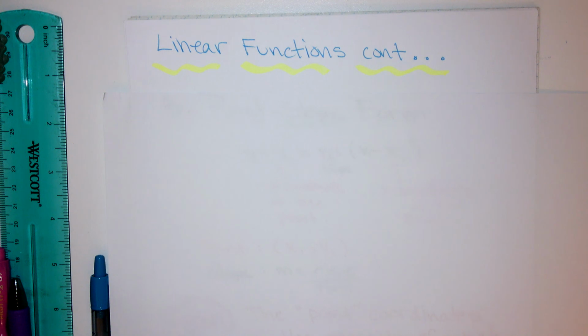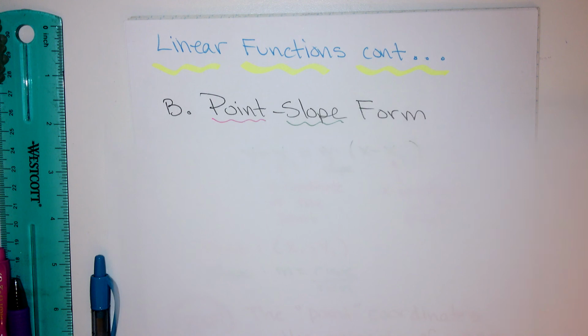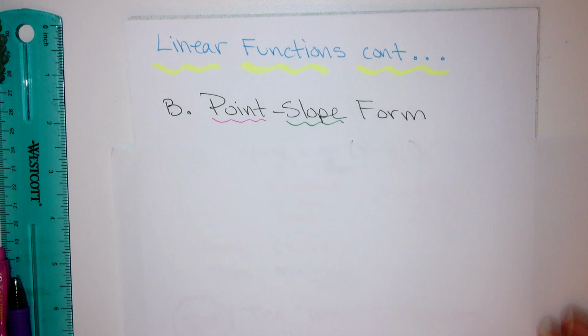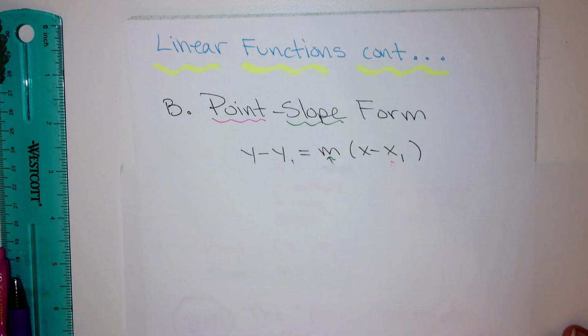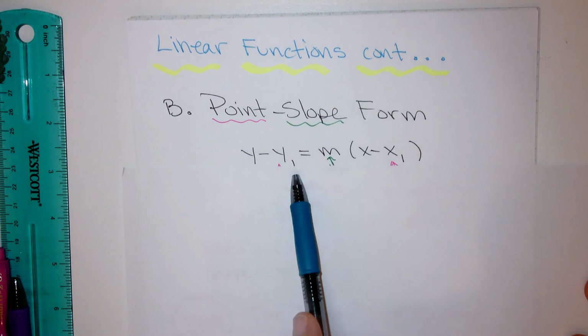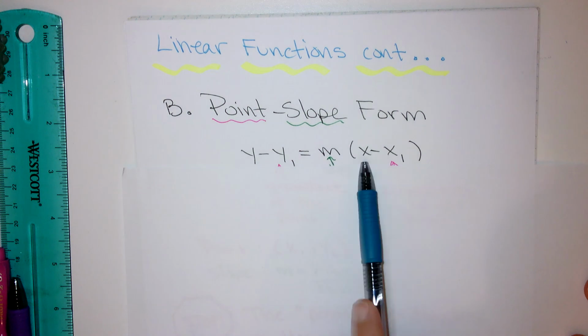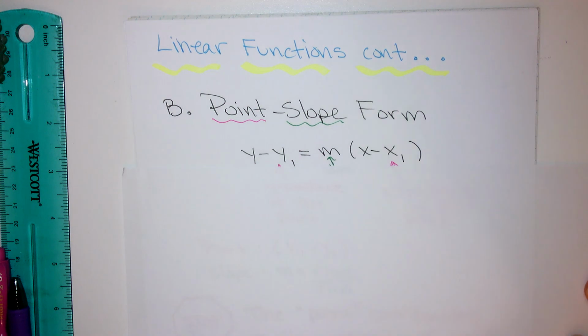So we're going to continue working on linear functions and we're moving on to point slope form. Point slope form is exactly what it sounds like. You use a point and the slope. So first of all, point slope form looks like this. It's y minus y1 equals m times the quantity x minus x1.